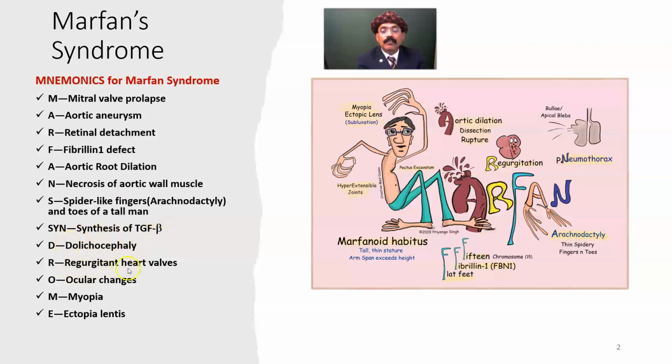dolichocephaly, regurgitant heart valve, ocular changes: the lens may be defective, and retinal detachment is also possible. There may be partial drooping of the eyelid, and drooping of the eyebrow is also possible. Myopia: the elongated eye gives short-sightedness. Ectopia lentis is due to dislocation of the lens. The lens may be dislocated from the eye. That is ectopia lentis.